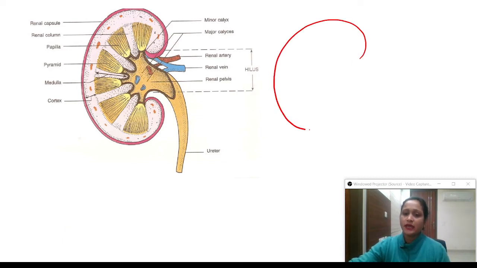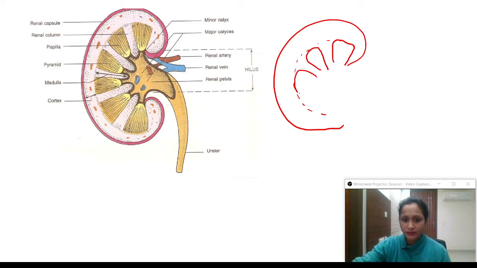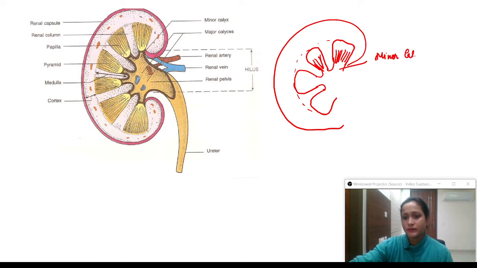So we will see that this region is the cortex region. Here in the medullary region, you will find around 5 to 7 medullary pyramids. These are the medullary pyramids, and here you will see numerous collecting ducts coming. These collecting ducts join to form the minor calyx, and then the major calyx.